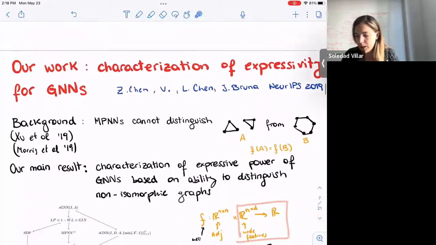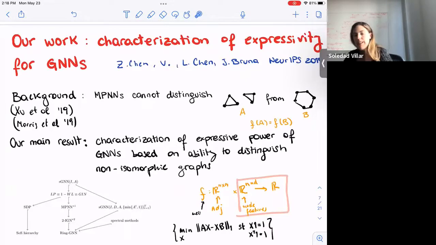And there are many interesting works in this space. For instance, there is this paper by Xu and collaborators in 2019 and Morris and collaborators in 2019, which show that if you write these functions on graphs as message passing, like the ones that I described two slides ago, what happens is that if you just do a very naive implementation of this message passing class of functions, then these message passing neural networks cannot really distinguish many graphs.